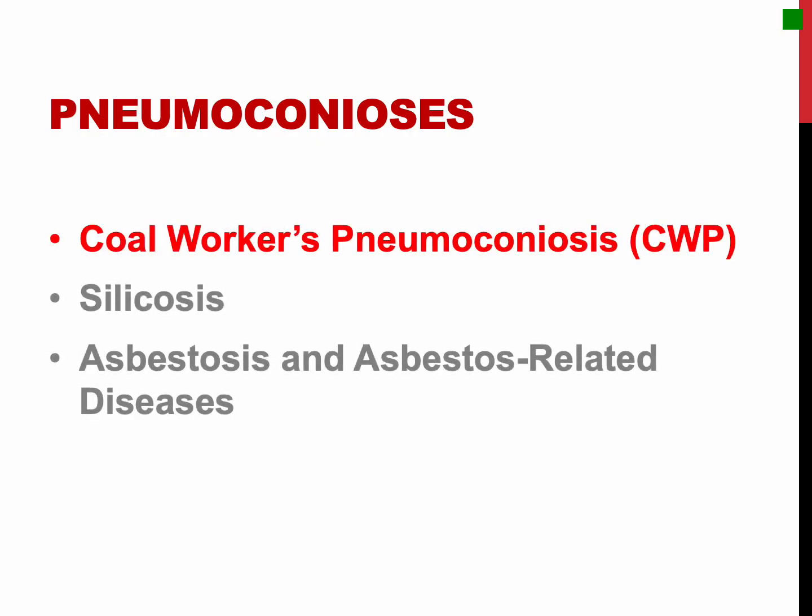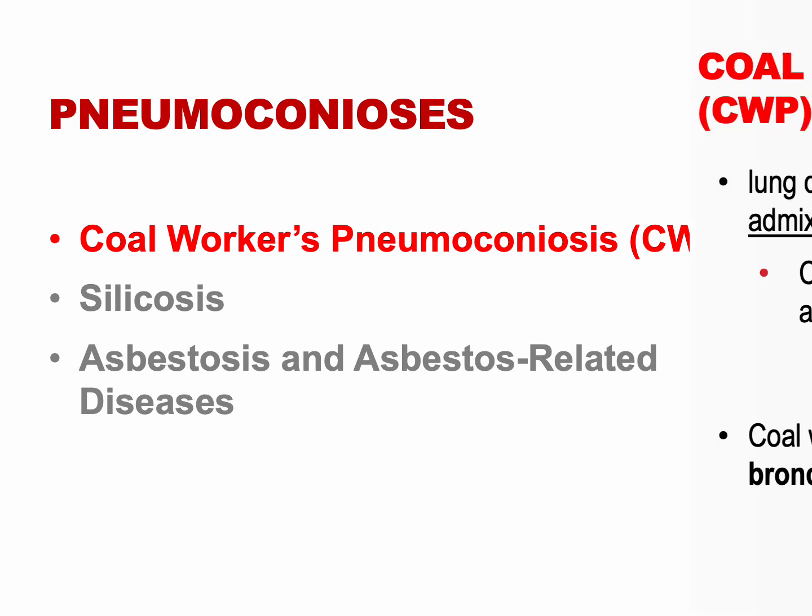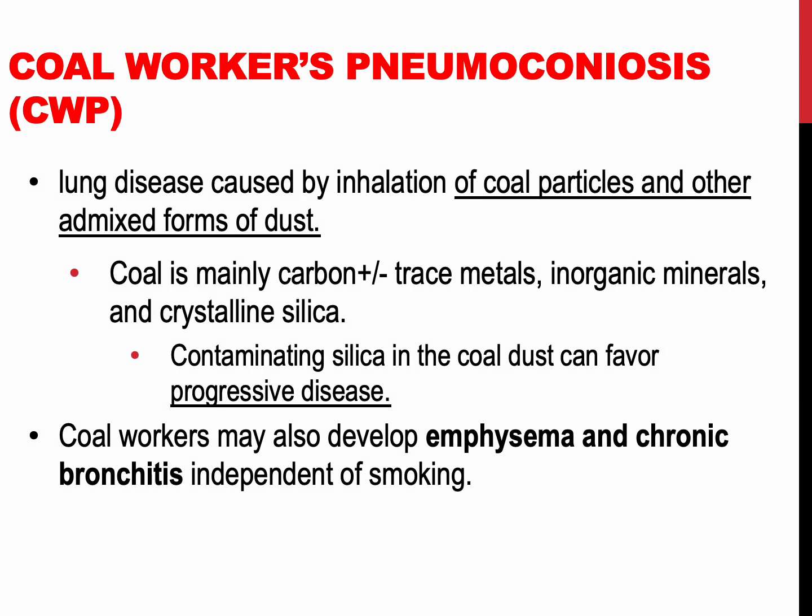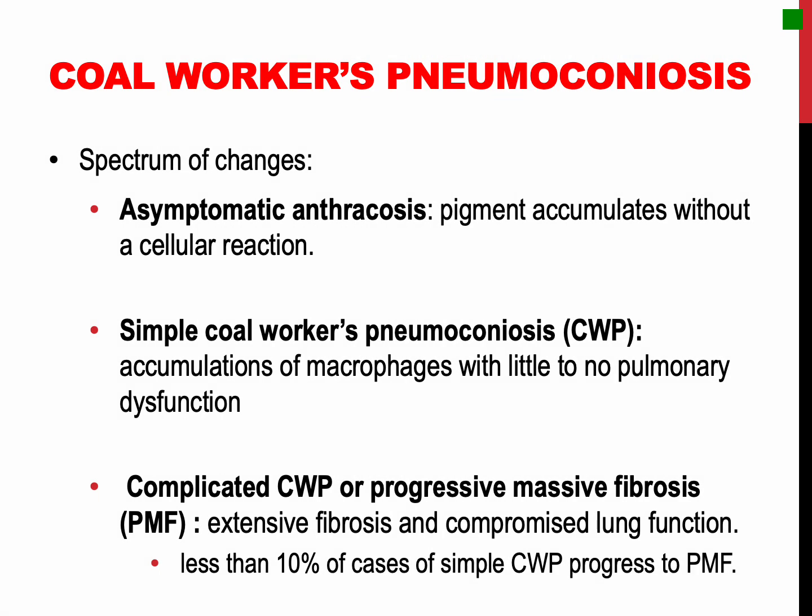Three main diseases are considered under the umbrella of pneumoconiosis: coal workers' pneumoconiosis, silicosis, and asbestosis and asbestos-related diseases. A wide spectrum of lung findings are seen in coal workers, ranging from asymptomatic anthracosis to simple coal workers' pneumoconiosis to complicated coal worker pneumoconiosis, or what's called progressive massive fibrosis.